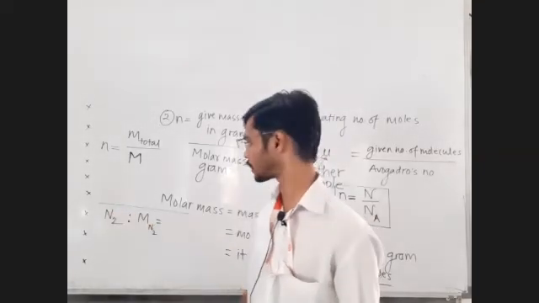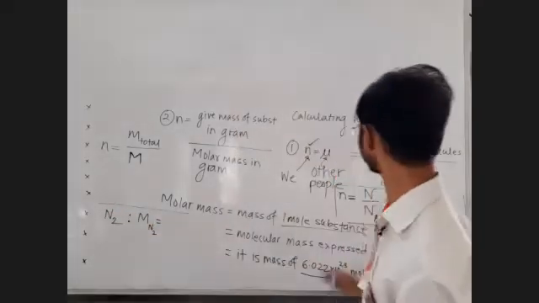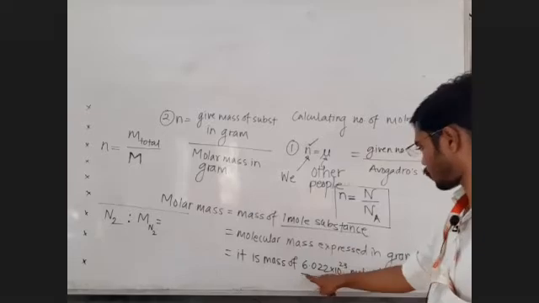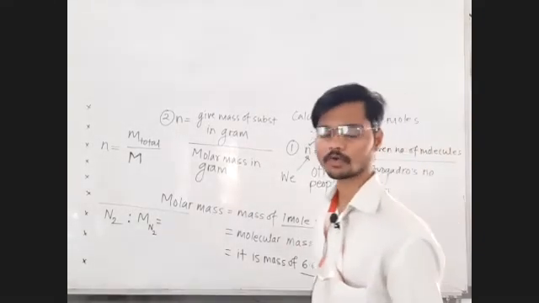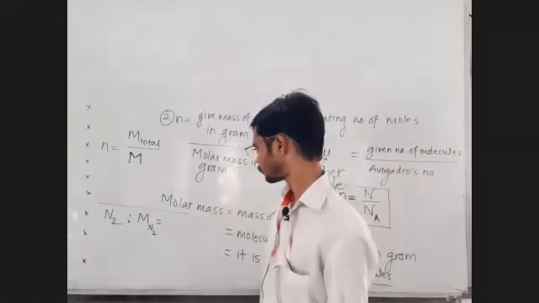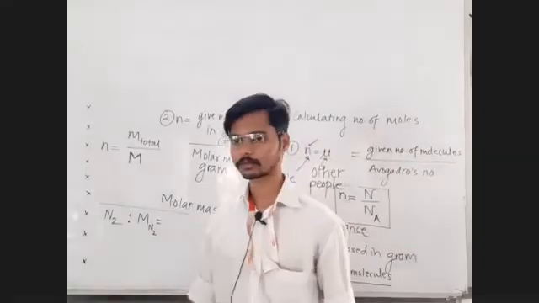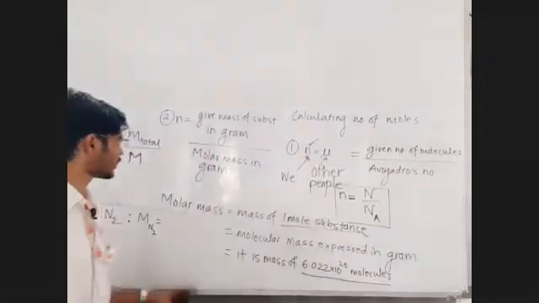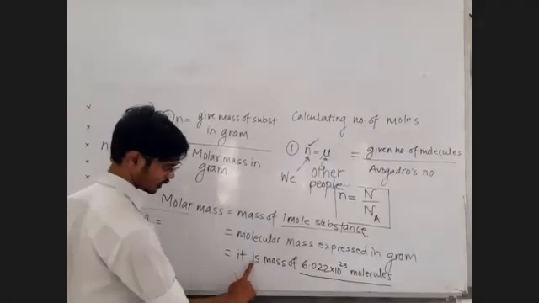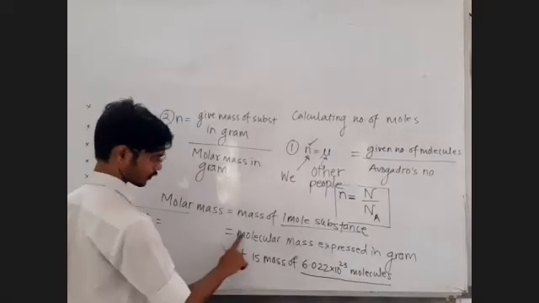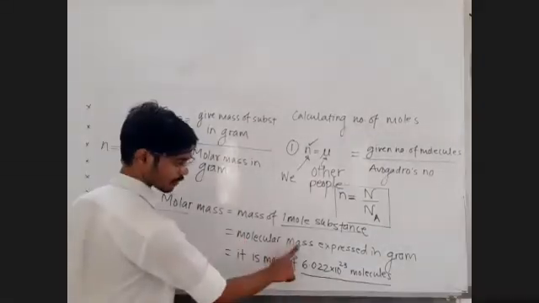So how many molecules I have to take? 6.022 into 10 raised to 23 molecules I have to take. Now if I weigh them together, what will be the number? That will be called as molar mass of nitrogen. That answer can be found out very easily. It is the molecular mass expressed in gram.